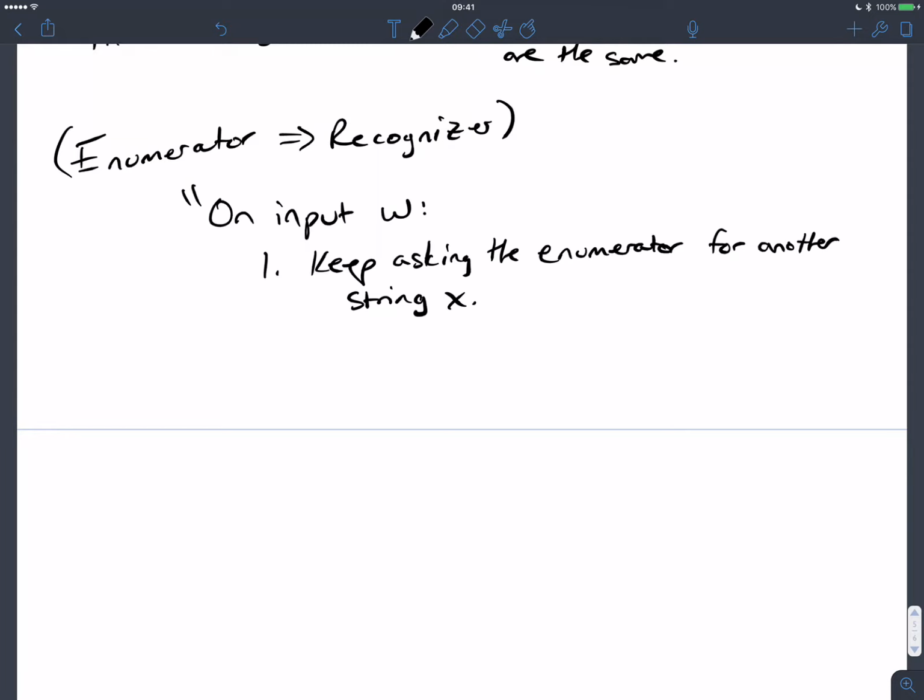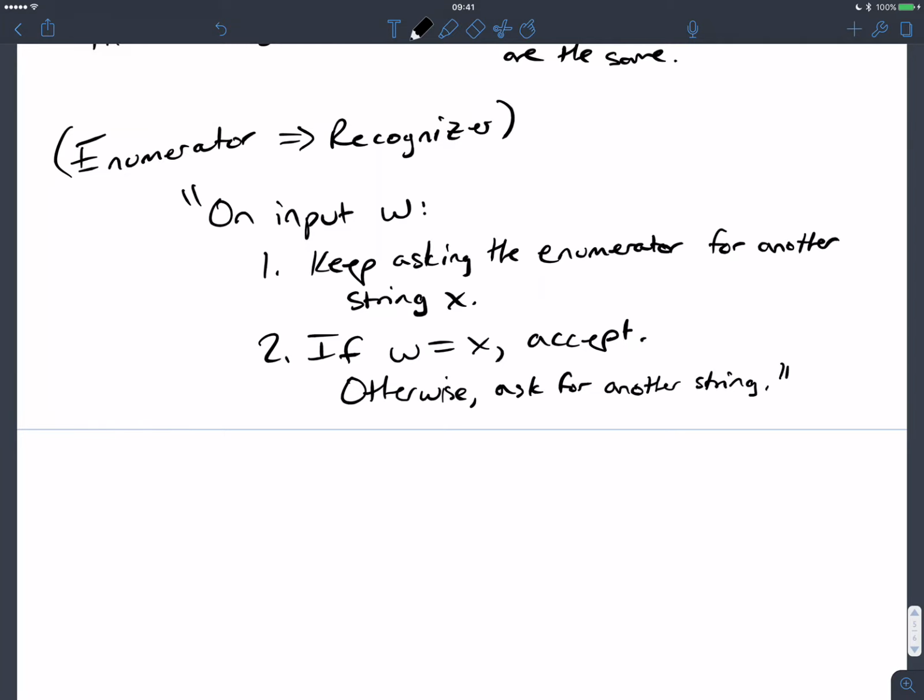I just don't understand how we would know if it's running forever versus just not there yet. Yeah, so that's... or does it not matter? It won't matter here. So if W is equal to X, we accept. Otherwise, ask for another string. And that's the whole recognizer as a high-level machine.